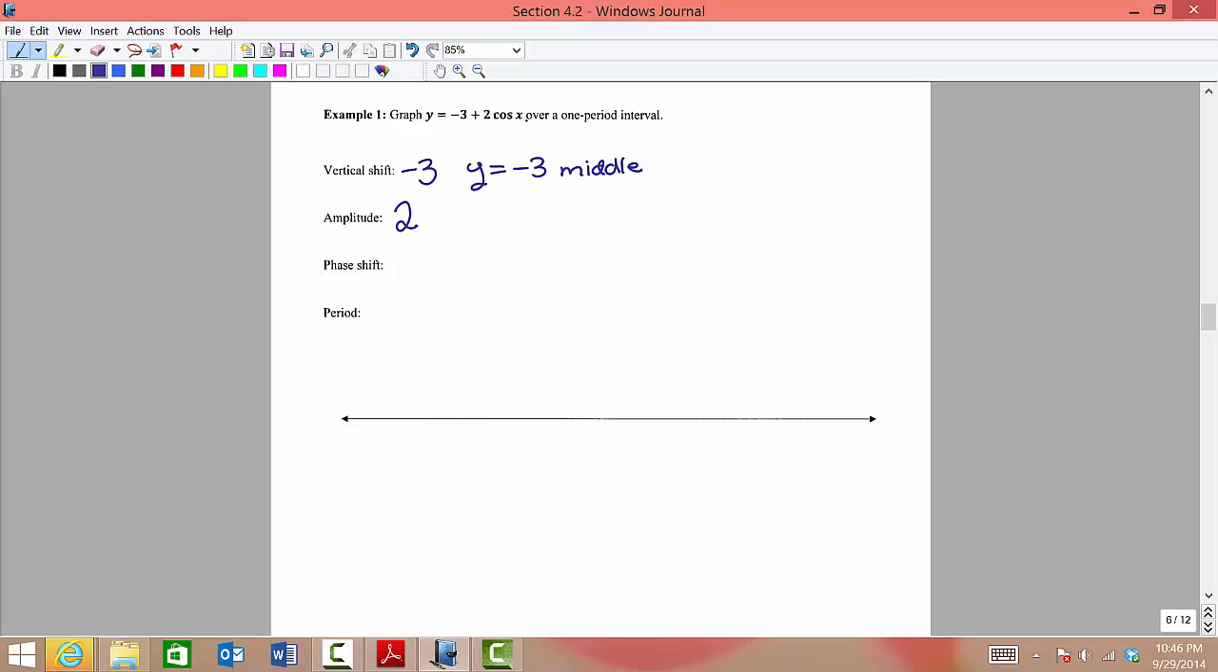We have not added or subtracted or multiplied anything times the inside of the function. It's just plain x. So there is no phase shift, and the period will remain 2 pi. Since the period and the phase shift are remaining unchanged from the original, the input of the function is just x. So when I'm going to find the starting and the endpoint, well, it's still just 0 and 2 pi as my starting and endpoint values.